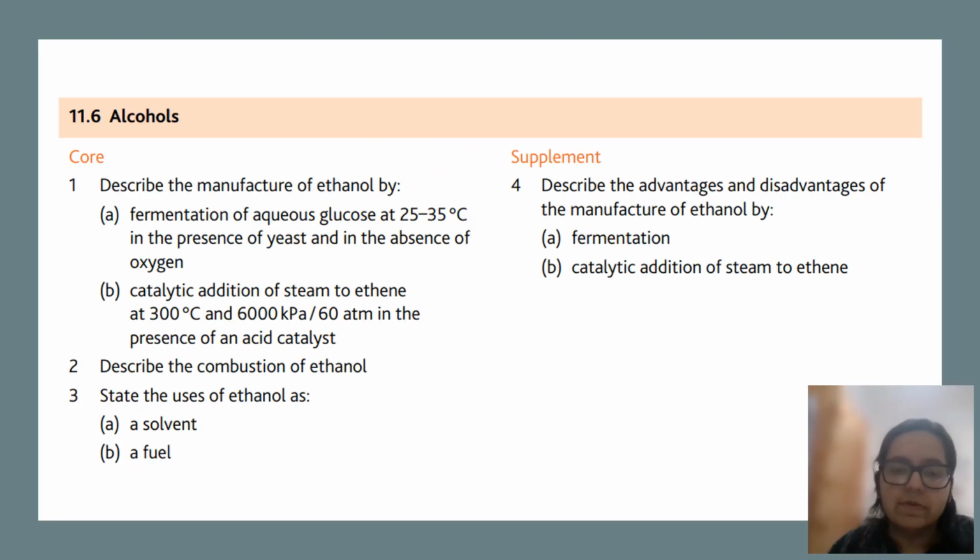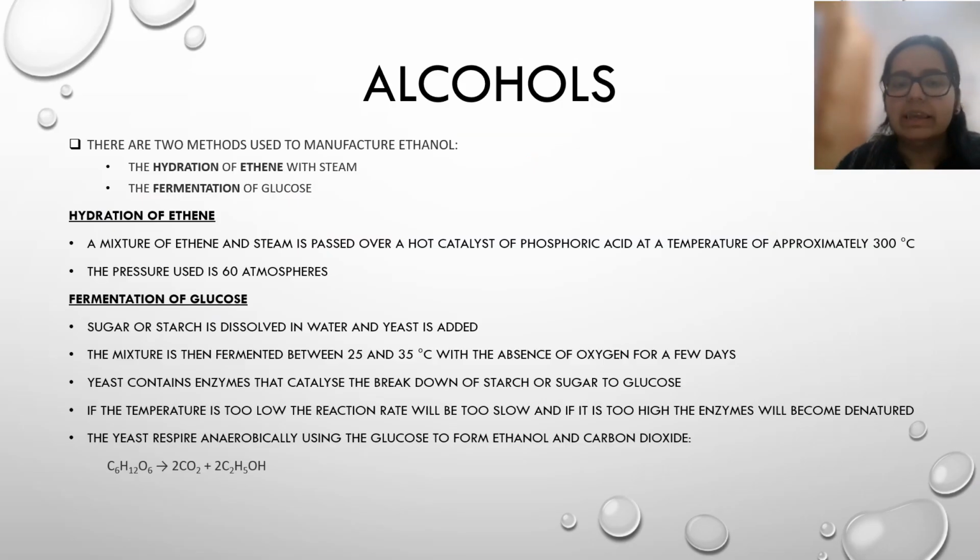Okay, now let's move on to alcohols. So this is the syllabus content 11.6. Now we can manufacture ethanol in two ways. First is the hydration of ethene with steam, like we discussed when we were learning about alkenes, and the second is the fermentation of glucose.